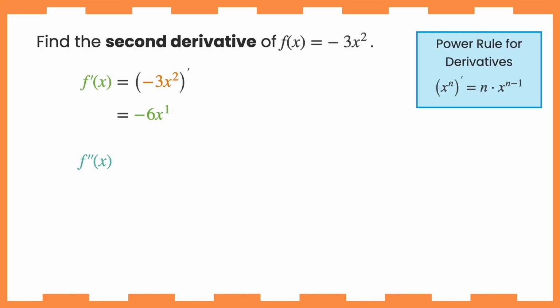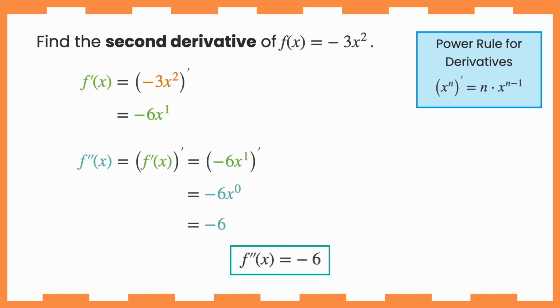To find f double prime, we'll just take the derivative of f prime, using the power rule again. Negative 6 times 1 is still negative 6, and x to the 0th power is just 1. So, the second derivative equals negative 6.